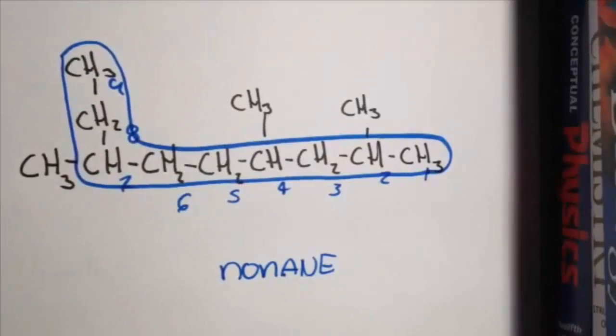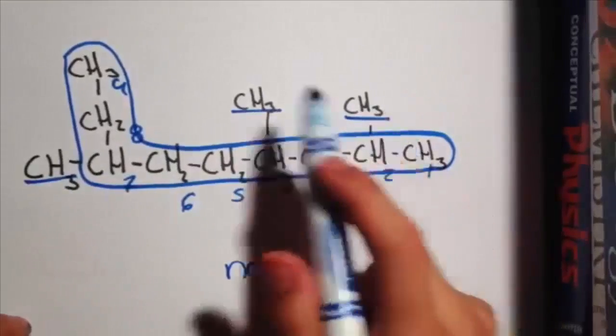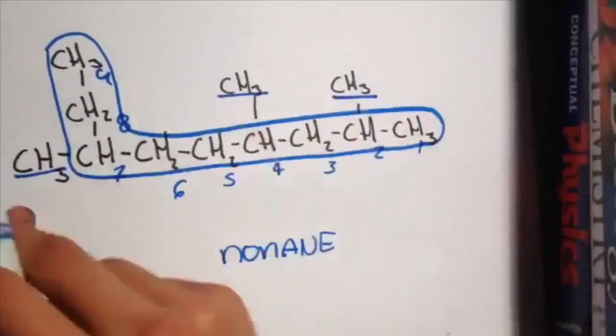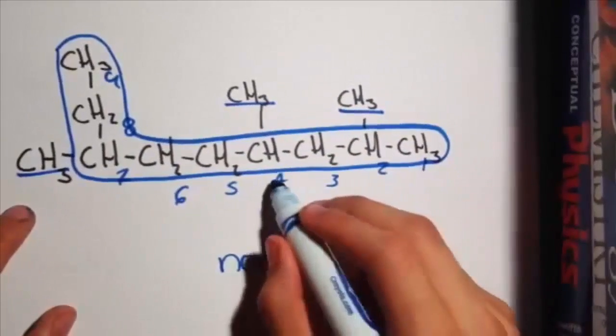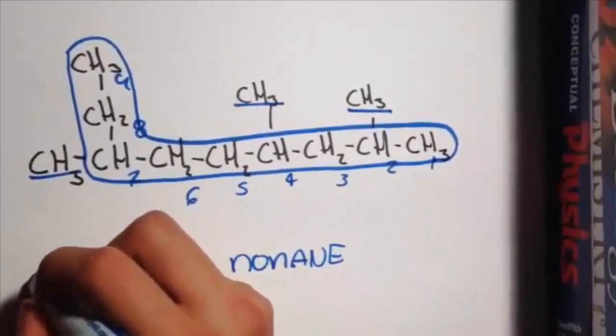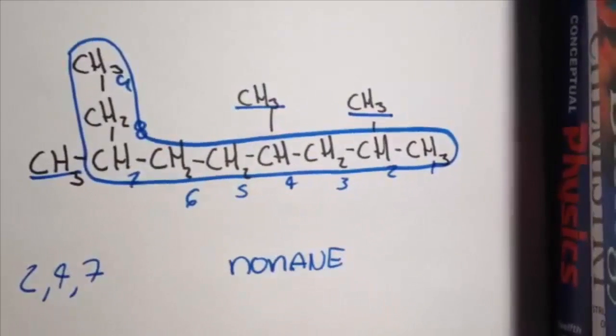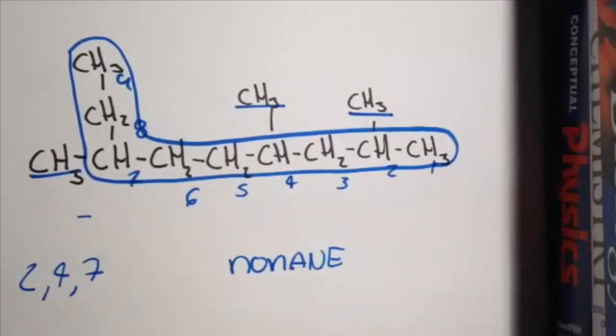Then comes the name of the substituents. You need to name the substituents, and you can see these three carbons are in places 2, 4, and 7. So you put 2, 4, 7. It's important to put commas between the numbers because if you put a dash, it means something else.